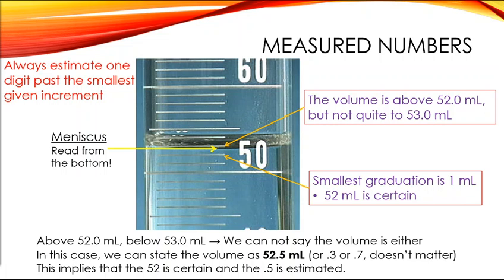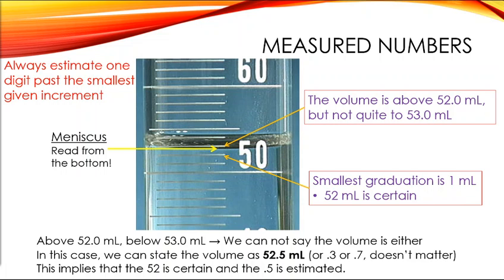The main idea here is they need to see a value in that 0.1 spot, or in that 10th spot, in order for this to be considered accurate. And so please note here, I did not say it's 52.50 milliliters. You can only estimate one digit past the smallest increment.